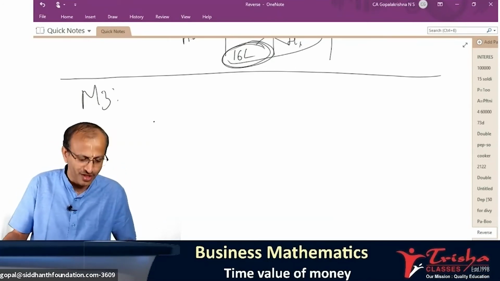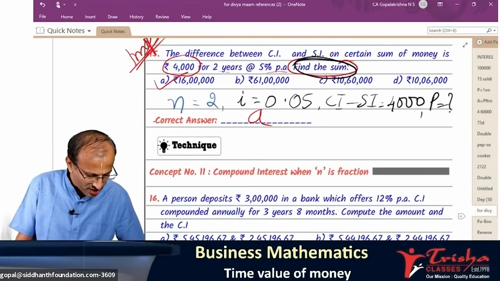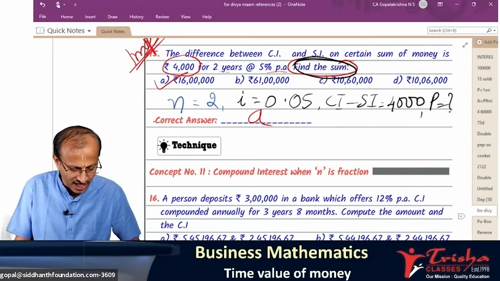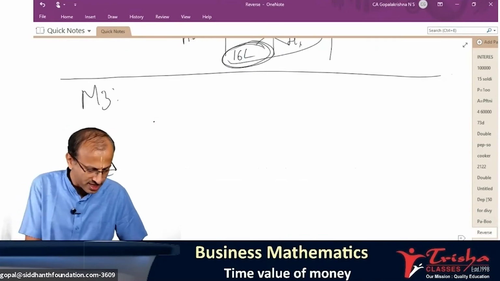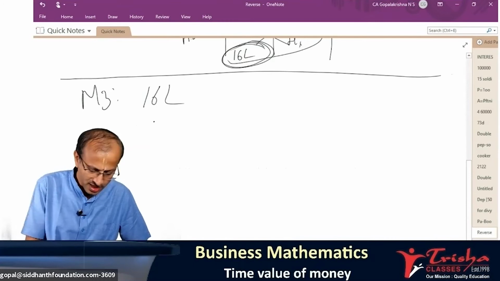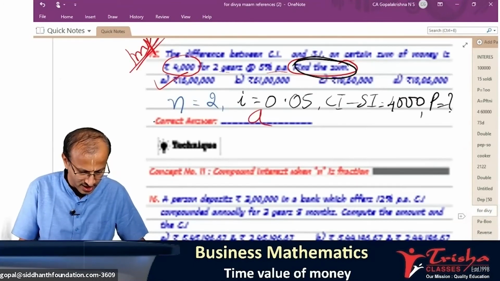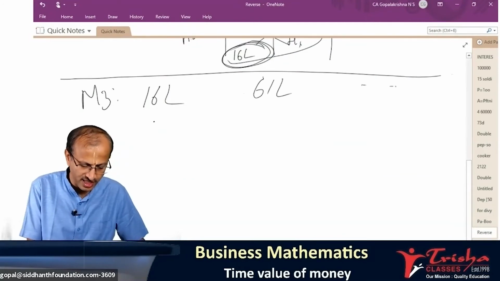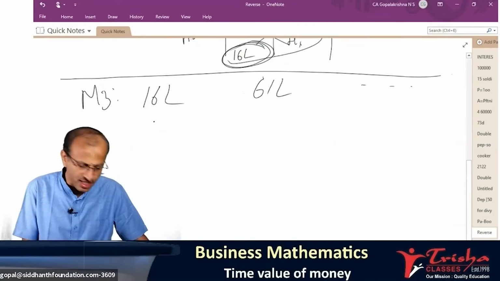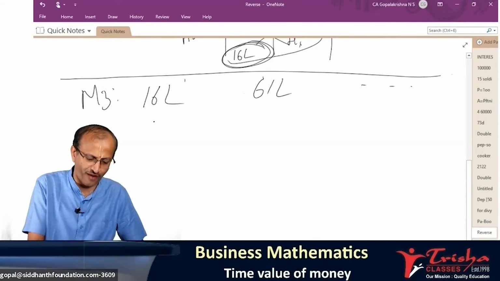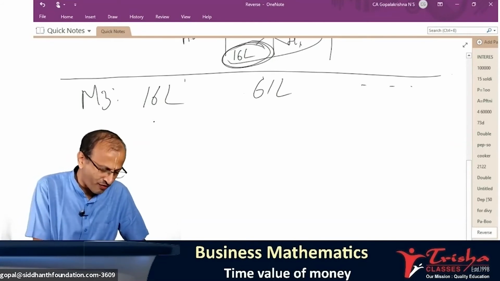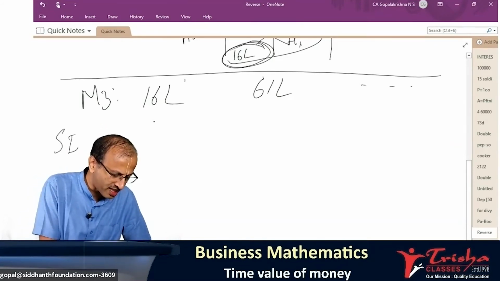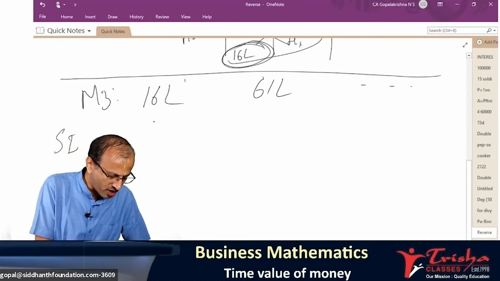Shall we substitute now? What are your options? Option 1 says 16 lakh, the other option says 61 lakh, and so on. Let me go by 16 lakh, one option. I don't know if it is right or wrong, but after working out, we came to know it is right. For 16 lakh, work out SI, work out CI, work out the difference.